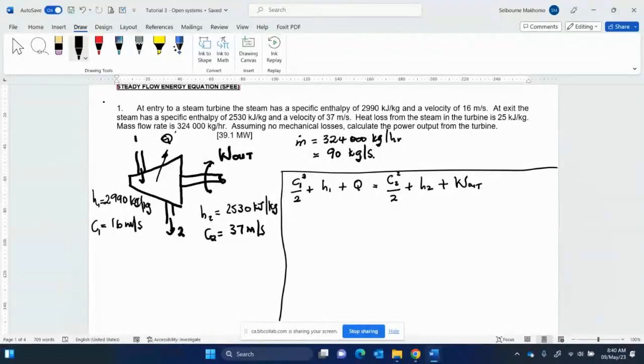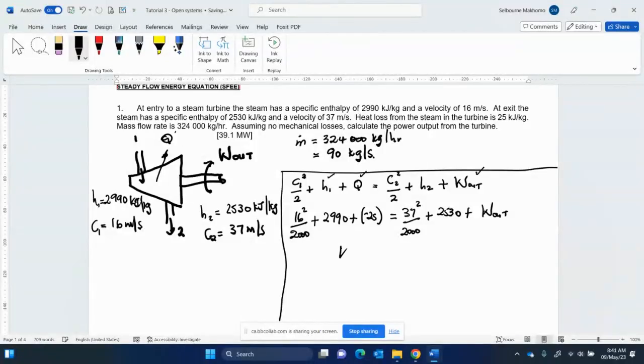Okay, so we start now by substituting 16 squared divided by 2000. Why 2000? Because enthalpy is in kilo and Q is in kilo, and our work output is going to be in kilo. Therefore, our kinetic energy must also be in kilo. That's the reason why we divide by 1000, plus 2990, plus Q. Q is minus 25, is equal to 37 squared divided by 2000 plus 2530 plus turbine work output.